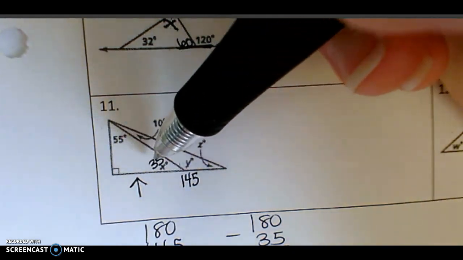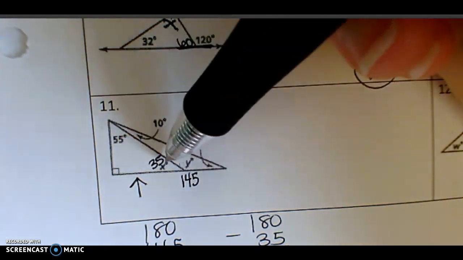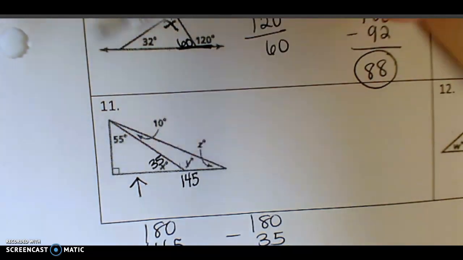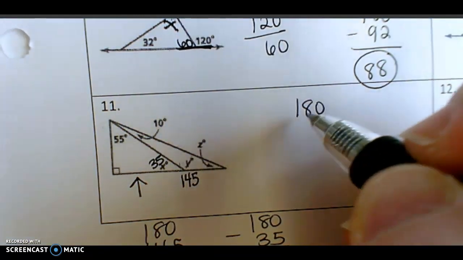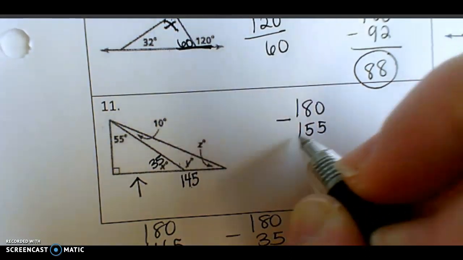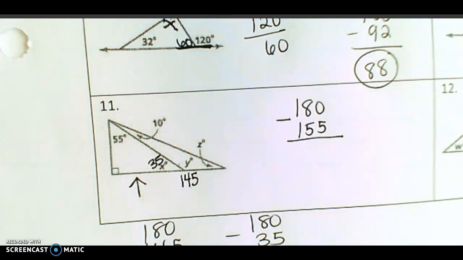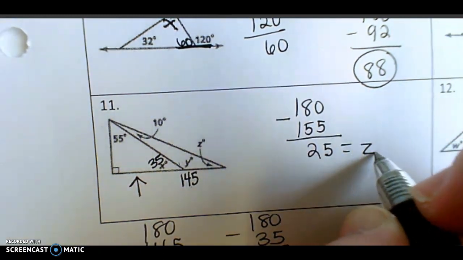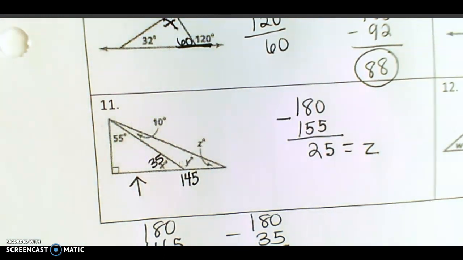Now I look at the second triangle, that little triangle there, and I know that that's 10, and that's 145. So to find z, I'm going to add those two together, which is 155, and subtract that from 180. And I get 25, and so that is z. So it's a bunch of subtracting from 180 that will work.